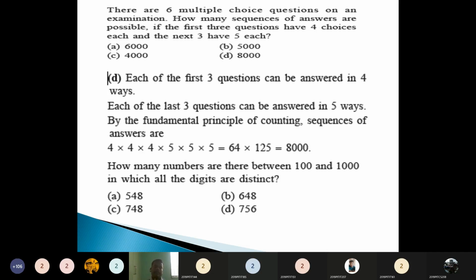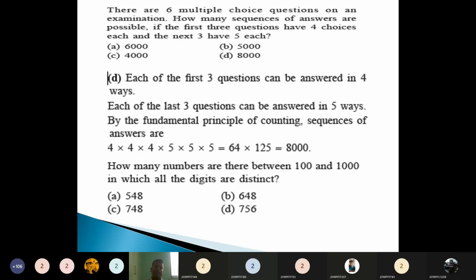So the explanation: the first 3 questions, question number 1, question number 2, question number 3, then question number 4, question number 5, question number 6. So question number 1 has 4 options, so 4 different ways you can answer it. So that is 4. Next, the second question, 4 options, so into 4. Next, question 3 also has 4 options, so into 4. Next, question number 4 having 5 options.